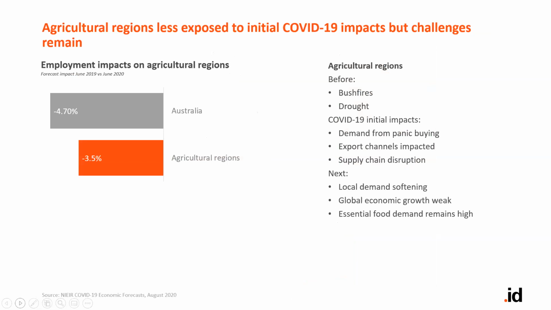Agriculture regions have been less exposed. There are challenges that remain. We've got that legacy of the drought and the bushfires. And even though we see global economics is weak, we're starting to see a real return in the marketplace as restaurants start to come back online and we're buying local produce and that sort of thing.